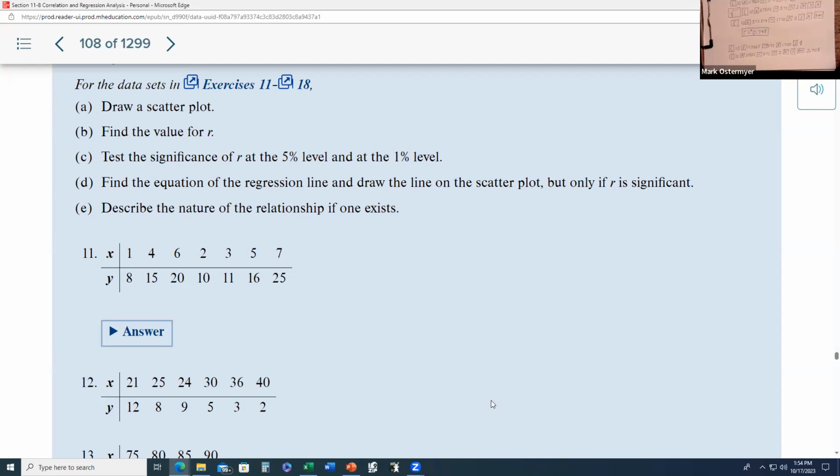You can just do the best you can with a ruler and paper and just lay off a scale on your x-axis and a scale on your y-axis and just plot these points to the best of your ability. You don't necessarily have to have graphing paper, but I want us to draw a scatter plot first. Let's do that first, and then we'll move on, okay? Go ahead and make a scatter plot for that ordered pair data number 11 here.